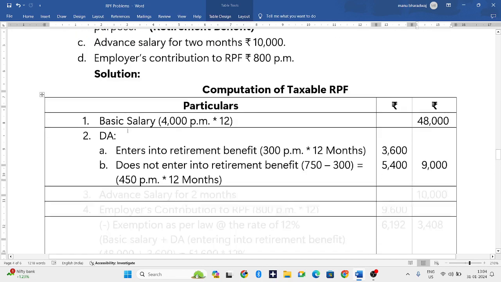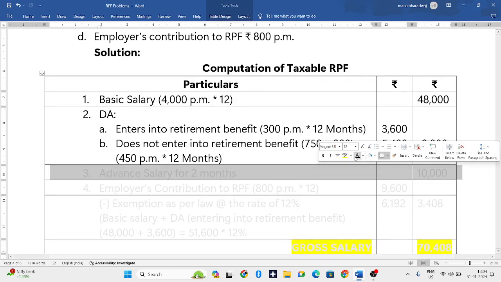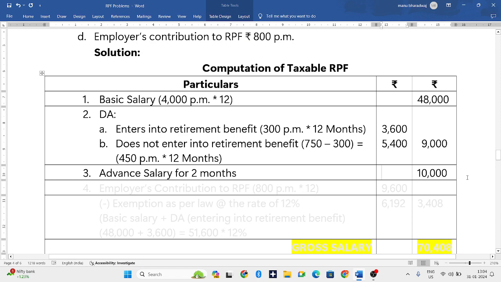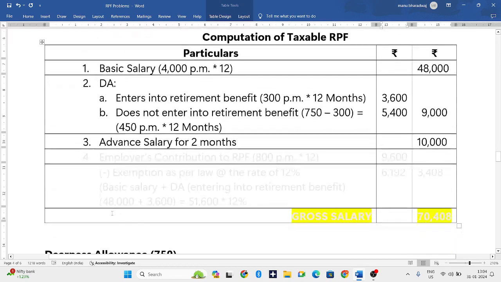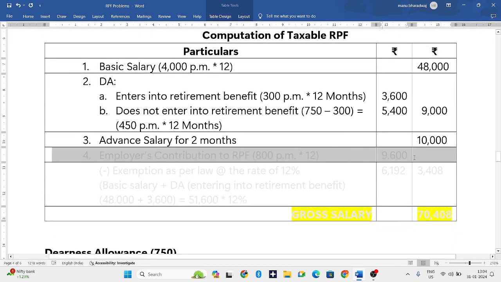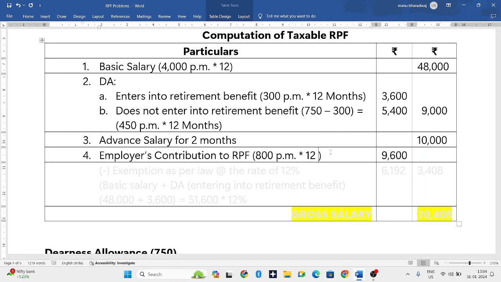Next, they have given in the question advance salary. Advance salary for 2 months he is receiving 10,000. So write directly in the outer column. Next, employer's contribution to RPF. How much has the employer contributed? 800 per month. So 800 per month into 12 months will be 9,600.